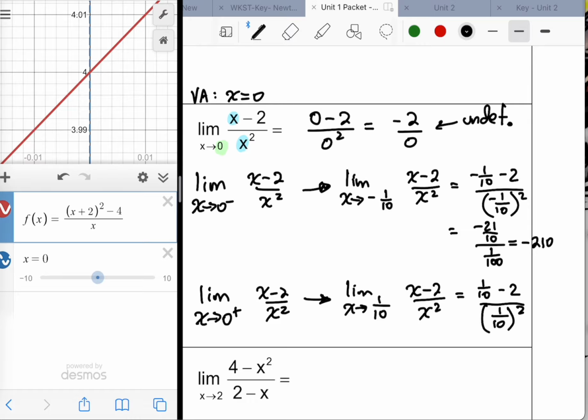I tried to choose numbers that were easy to compute, you know, I'll say manually, but at least in your head. All right. 1/10 minus 2. 2 is the same as 20 over 10. So 1 minus 20 is negative 19. Negative 19/10 over 1/100. That's going to be negative 190. All right. We're looking at two extremely large values, both in the negative direction. All right. It's telling us that both parts of this graph are going down substantially.